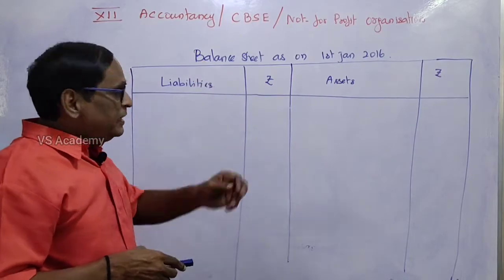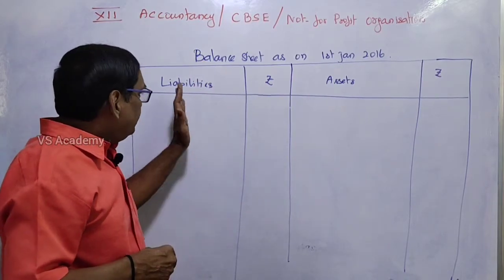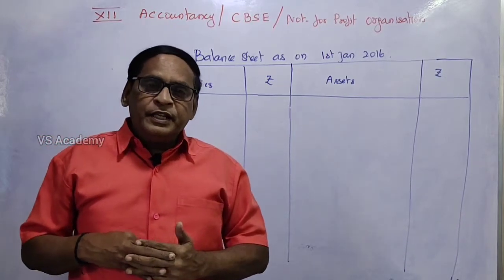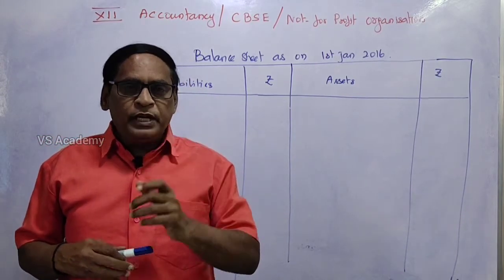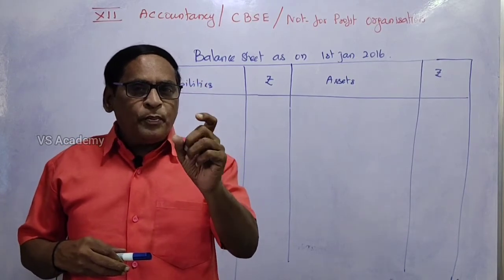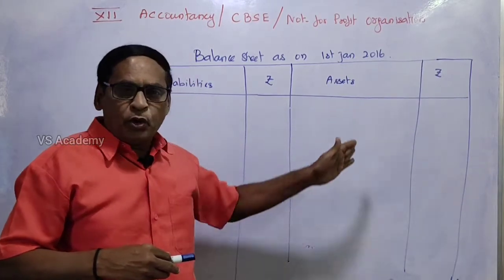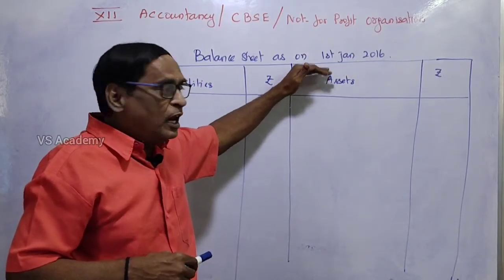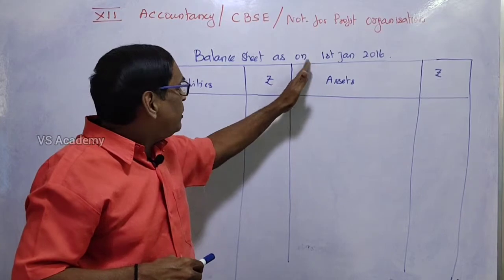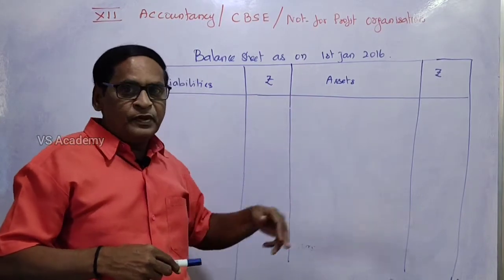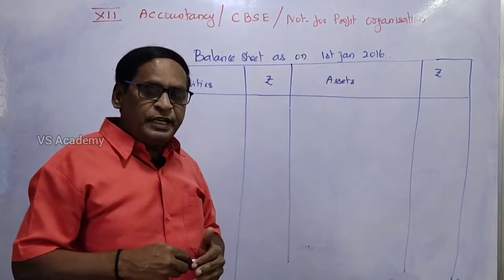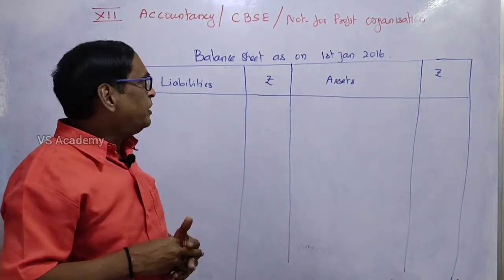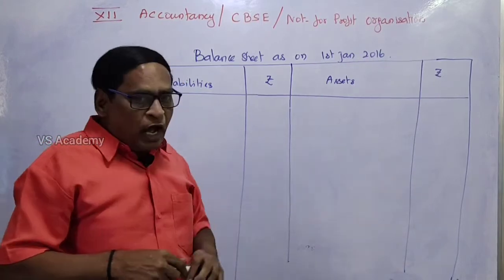The balance sheet as on 1st January 2016, liabilities rupees, assets rupees. There is a cash balance. If receipts and payments accounts are given in the question, the opening cash and opening bank will be the closing cash and closing bank balance of the last year. Actually, it is the balance sheet for the last year. That means it is the opening balance sheet for this year. 1st January 2016 is nothing but as on 31st December 2015. Understand? Both are the same. So we have to prepare.